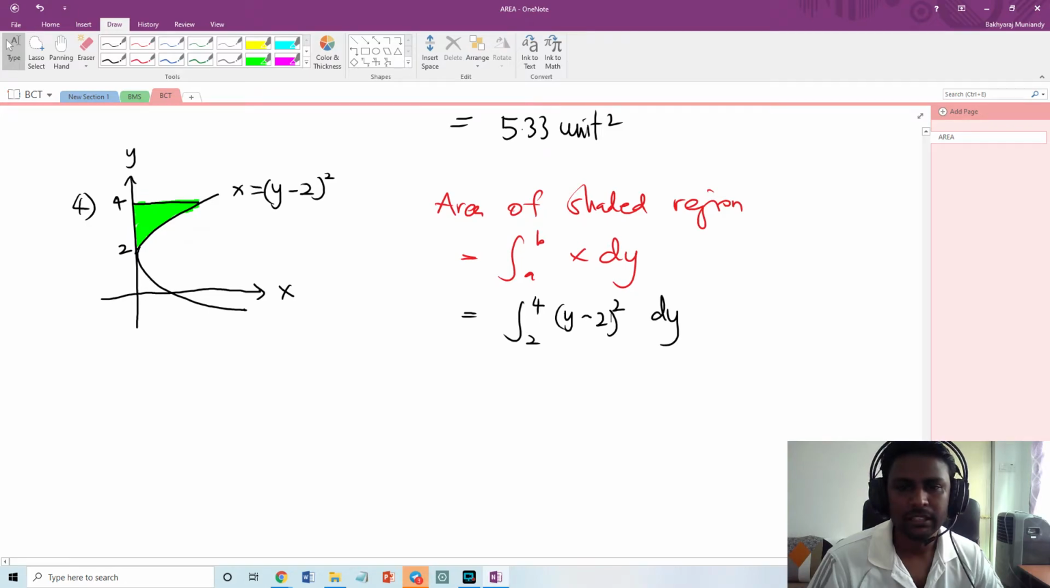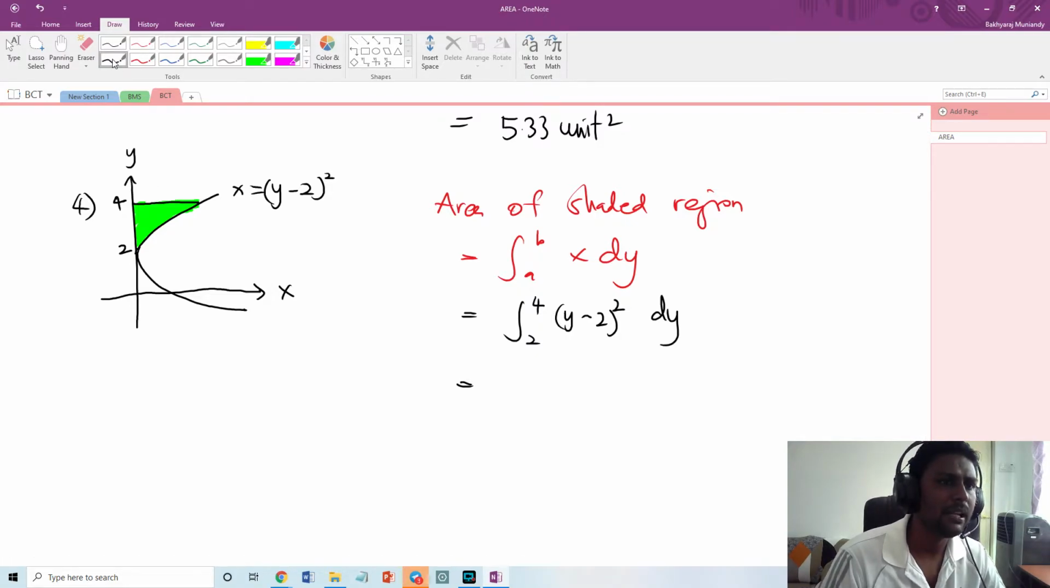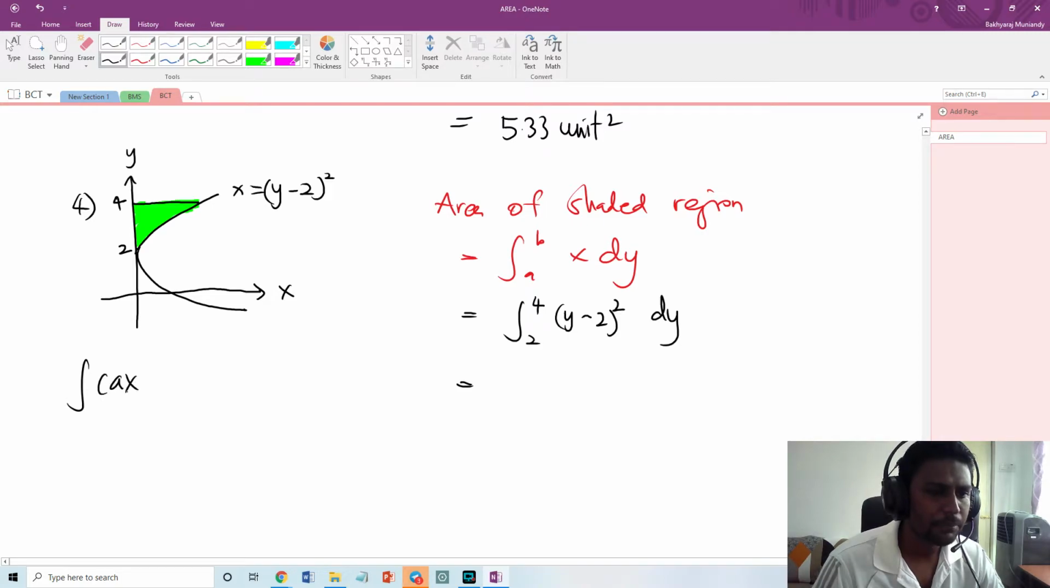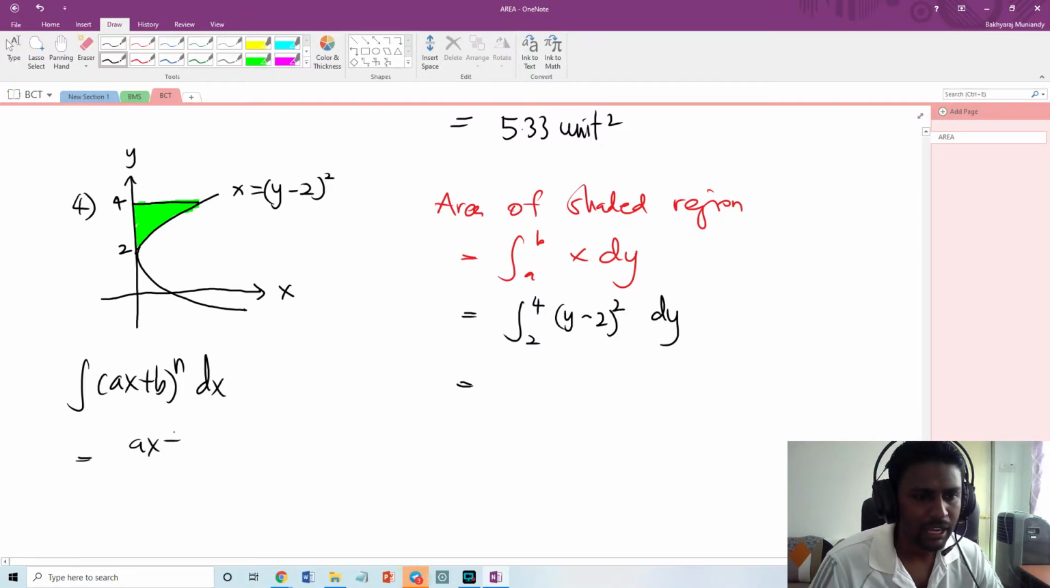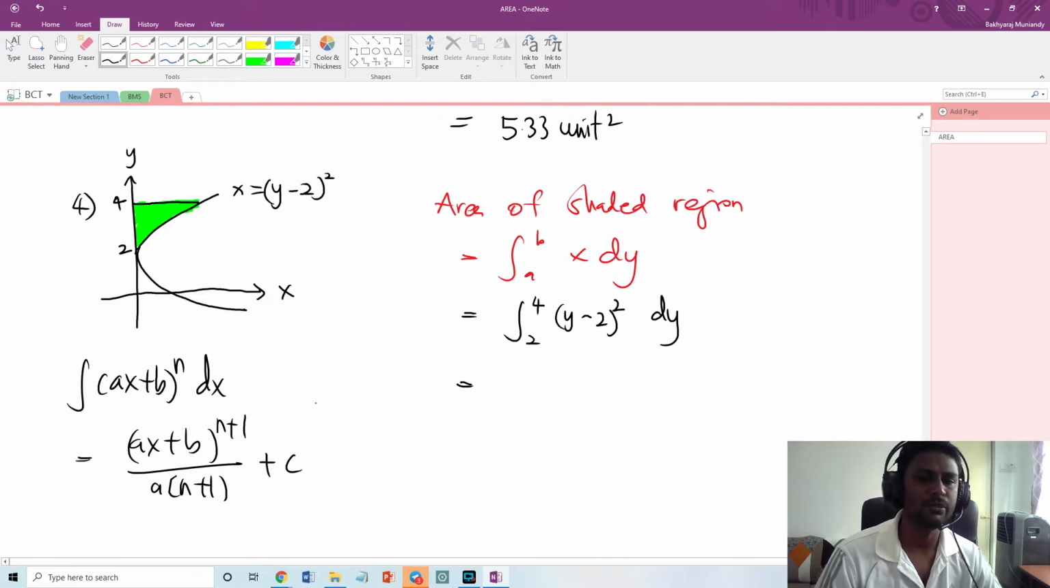What is the answer? One thing is we need to expand this. Or you can use the formula. What formula can you use here? Remember, the formula for ax plus b and dx. You get what? Yeah, correct, n plus 1 divided by, yeah, correct. Okay, so this is what we get.